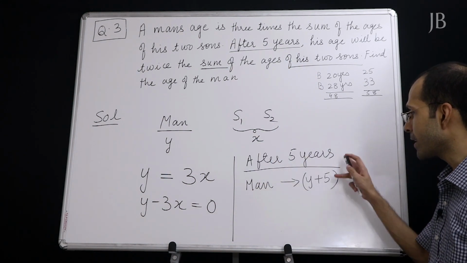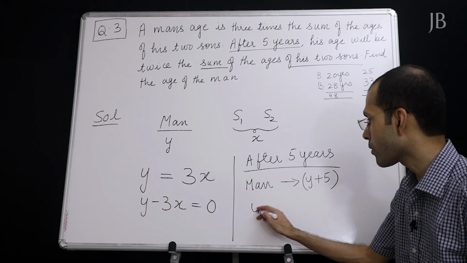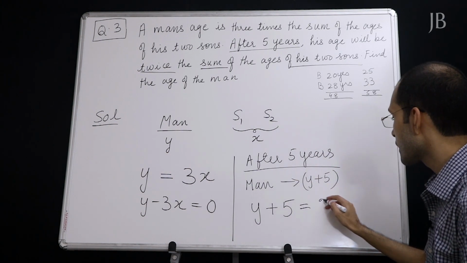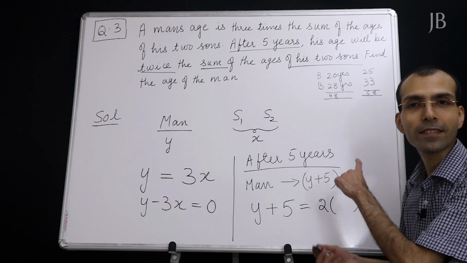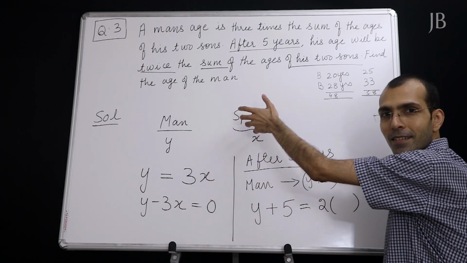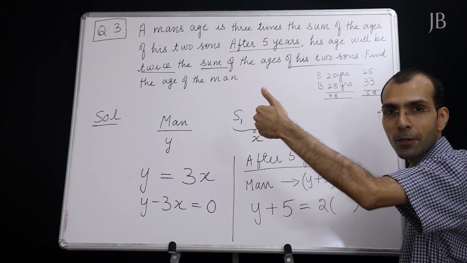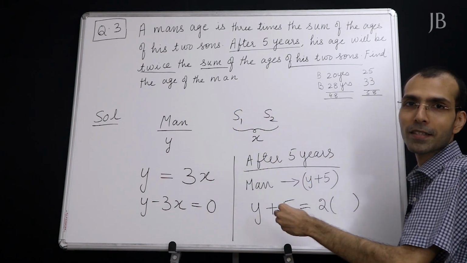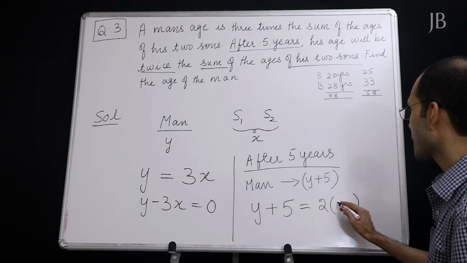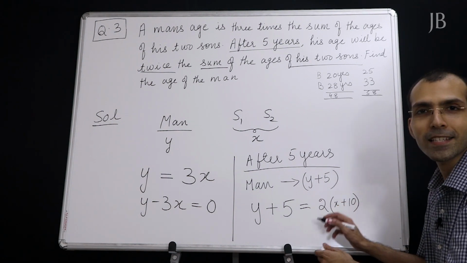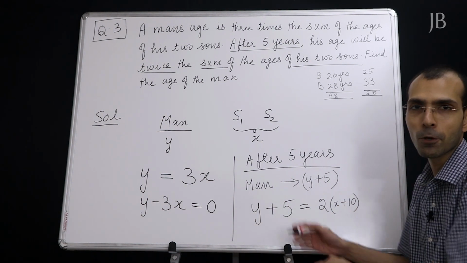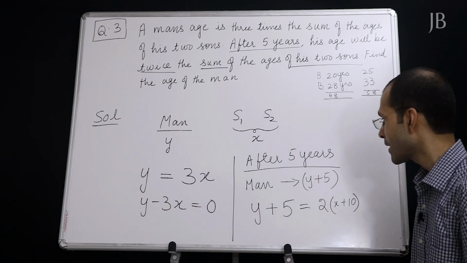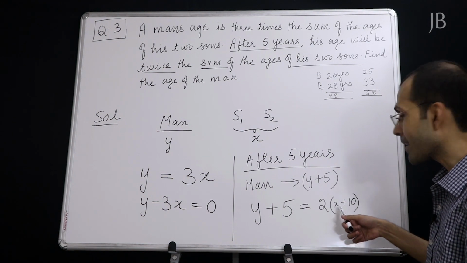So after 5 years, man will become y plus 5. And according to the given condition, y plus 5 will be twice the sum of the ages of his two sons. What is the original sum of the ages of the two sons? x. After 5 years, it will not be x plus 5, it will be x plus 10, because this son will also increase by 5 years, and this son will also increase by 5 years. So our total will be 10. So it will be x plus 10 and not x plus 5. But man will be y plus 5. Man won't be y plus 10 because man is a single entity. So this was the catch in the sum. If it was 3 sons, then this would be x plus 15.